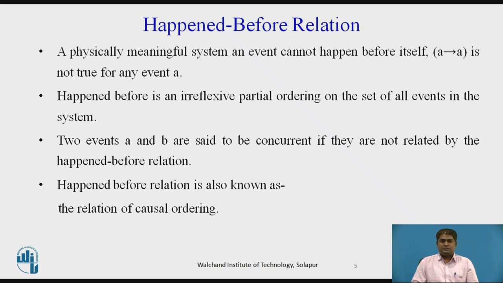In terms of the happened-before relation, two events A and B are said to be concurrent if they are not related by the happened-before relation. That is, neither A happened before B nor B happened before A is true. This is possible if two events occur in different processes that do not exchange messages either directly or indirectly via other processes. This definition of concurrency simply means that nothing can be said about when the two events happen or which one happened first. Due to this reason, the happened-before relation is sometimes also known as the relation of causal ordering.